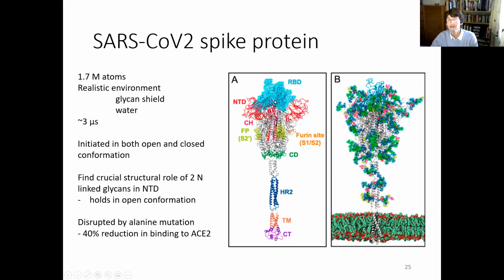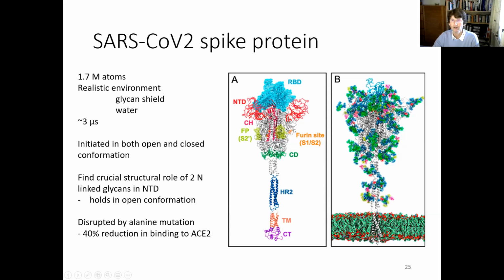quite often the lungs. So this bit here has to stick to the ACE2 receptor. People have actually been looking at what happens in these simulations, looking at this particular area. They run the whole spike protein surrounded by glycans and surrounded by water. They're not really shown in this. And they run it for 1.7 million simulations in what they call a realistic environment, for 3 microseconds.